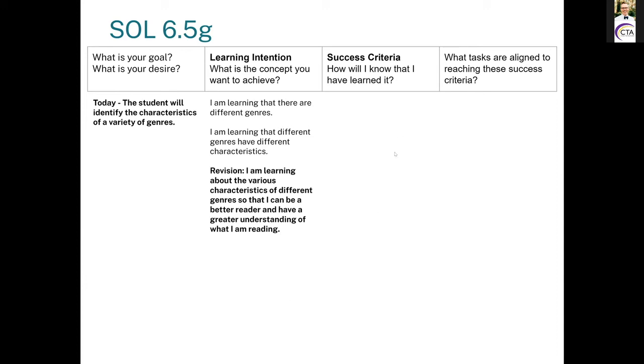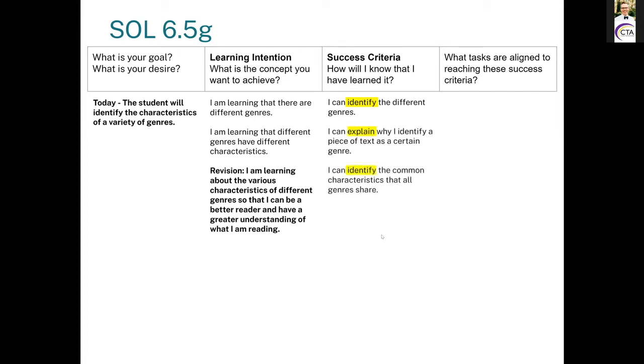Now, how will I know that I've learned it? So what are some success criteria that, as a child, I know that I know all these characteristics? Well, I can identify the different genres. I can explain why I identify a piece of text as a certain genre. I can identify the common characteristics that all genres share. I can explain how the structure and characteristics change depending on the type of genre I'm reading.